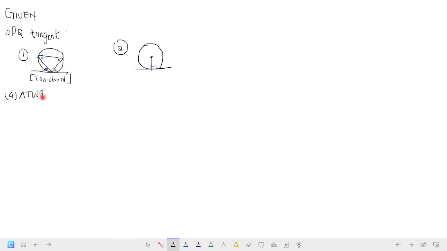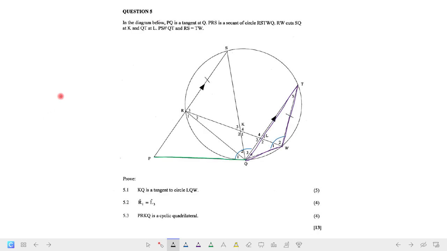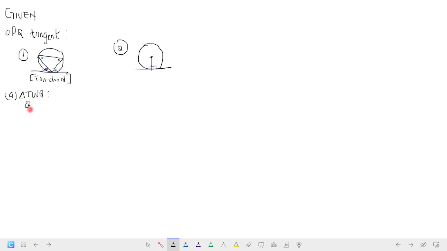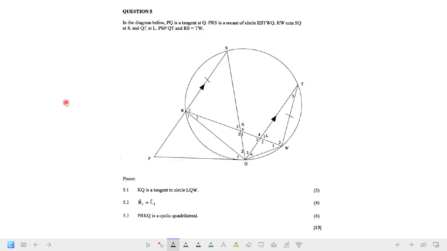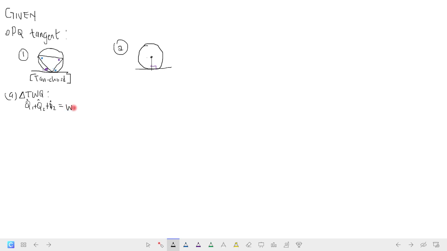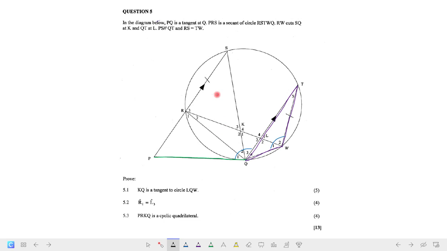TWQ. So in it, I can see that Q1 plus Q2 plus Q3 is equal to W1 plus W2. So that's the first triangle that I see there. Now let me see, is there another side there?